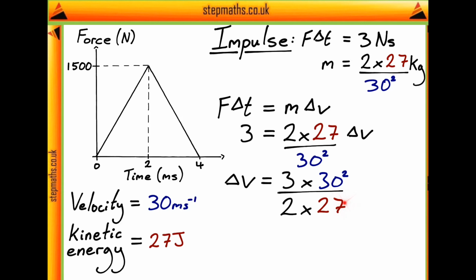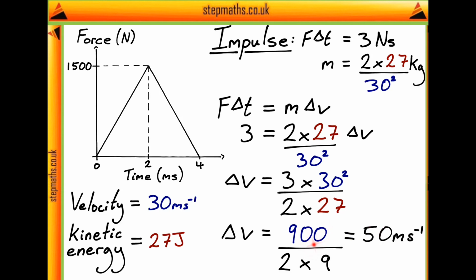So that's just going to leave a 9 on the bottom, and 30 squared isn't too difficult, it's just going to be 900. So delta V is equal to 900 divided by 2 times 9, and obviously our 9 is just going to cancel with the 900, giving us 100 divided by 2, which is just 50 meters per second.